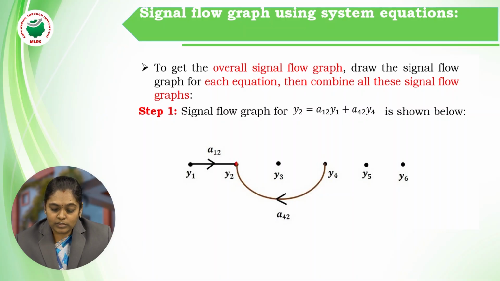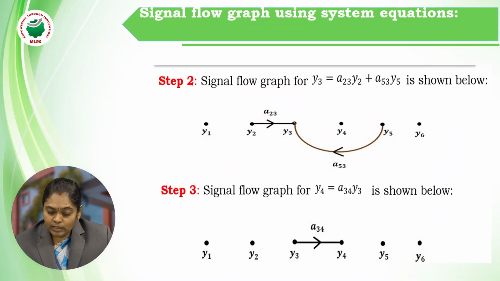Coming to this Y2, this is a combination of what and what? It should get the signal from Y1. This is a signal from Y1 and the gain for that is A12. Along with this, this is Y4. I need to get one more signal from Y4. The gain for that is A42.